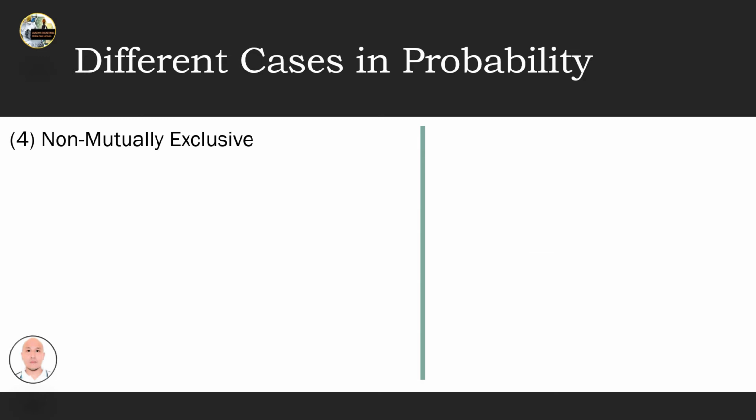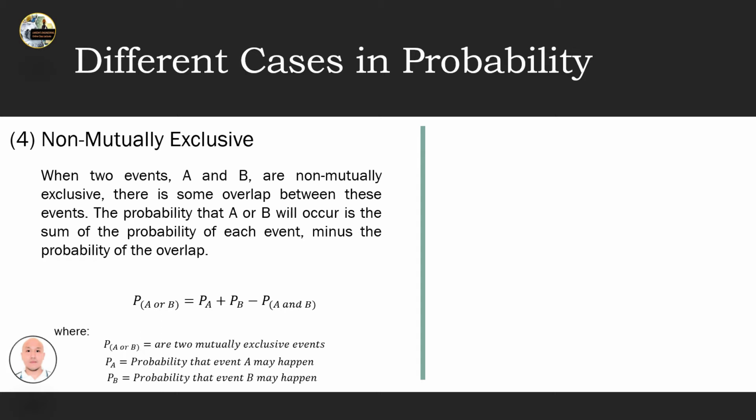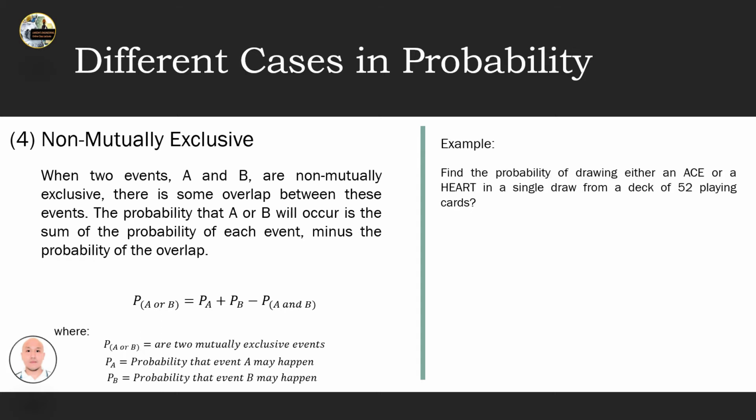Number 4, non-mutually exclusive. When two events A and B are non-mutually exclusive, there is some overlap between these events. The probability that A or B will occur is the sum of the probability of each event minus the probability of the overlap. So here is our formula: P(A or B) is equal to P(A) plus P(B) minus P(A and B). We have some example also here.